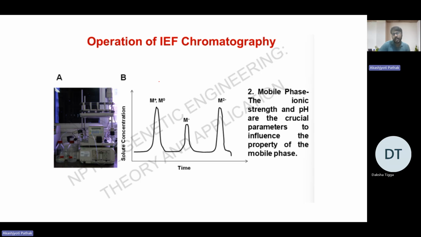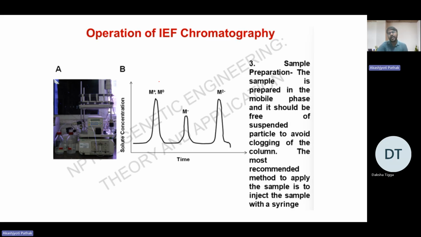When you are preparing the mobile phase, you should measure the pH of the mobile phase. For ion exchange chromatography it is very essential to measure the pH, because the pH of your mobile phase controls the pH of your protein. The greater the difference between the pH and the pI of the protein, the greater the affinity. Sample preparation is usually done in the mobile phase, and it should also be filtered. If your protein has aggregated, we spin it at 13,000 RPM, remove the precipitate, and inject the supernatant into the column.